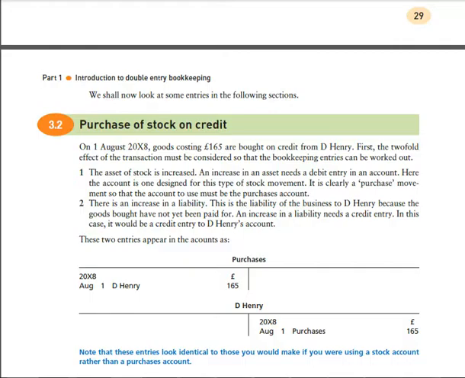So even though purchases is not an asset account, here purchases means an increase in stock, and stock is an asset, so any increase in purchases would be debited. So we would debit the purchases account. And as we bought the goods on credit from D. Henry, who is a creditor, an increase in creditor means we would credit the account. So we debited the purchases account by 165 and then we credited D. Henry's account by 165.